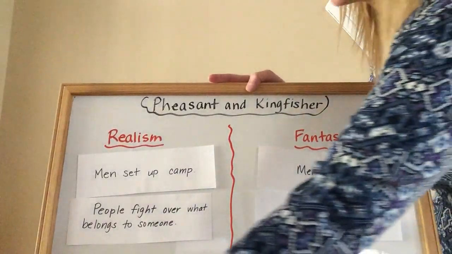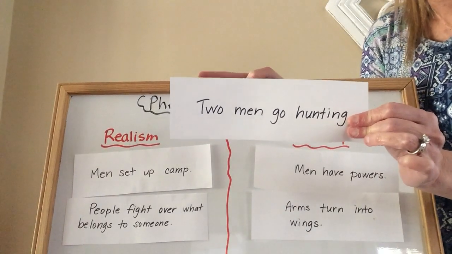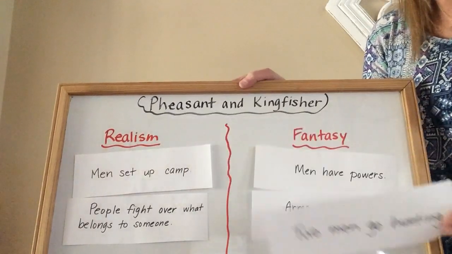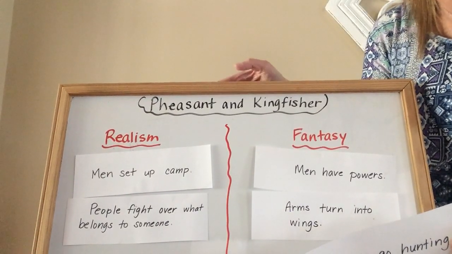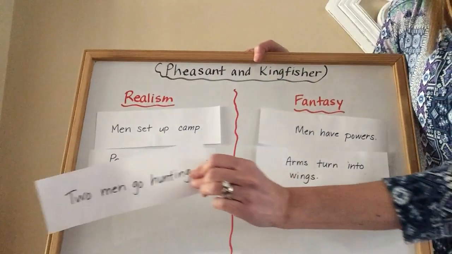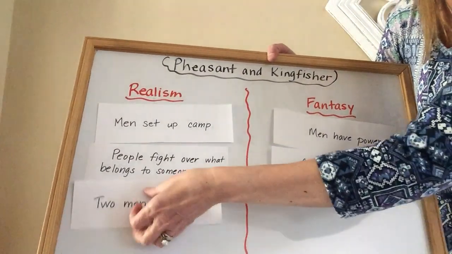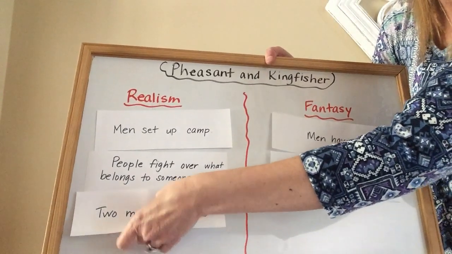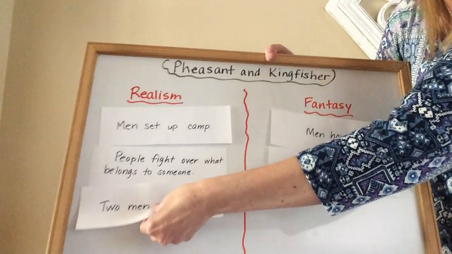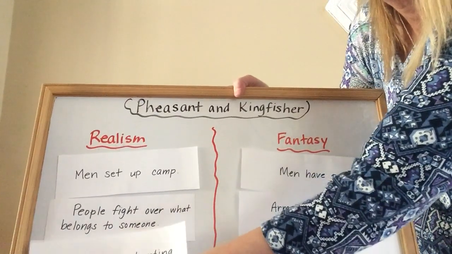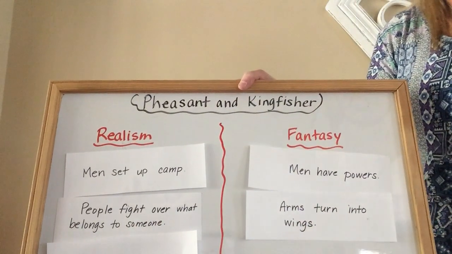All right, how about this one? Two men go hunting. Is that something that's realism or fantasy? Can that happen or not? Take a guess. Shout it out. All right, if you guessed realism, you are right. So we're going to tape that right here. My goodness. All right, there it is. Not very straight, but you know what? That's the way it goes. It doesn't have to be perfect. Okay, next.